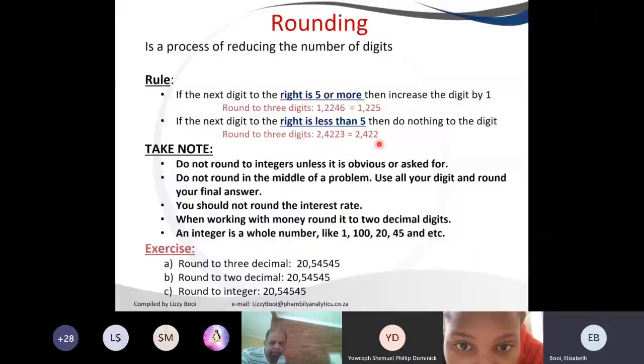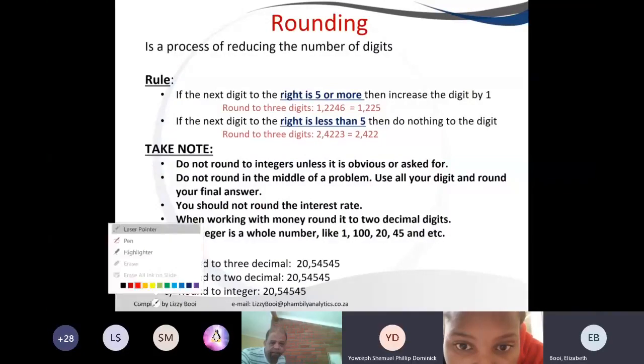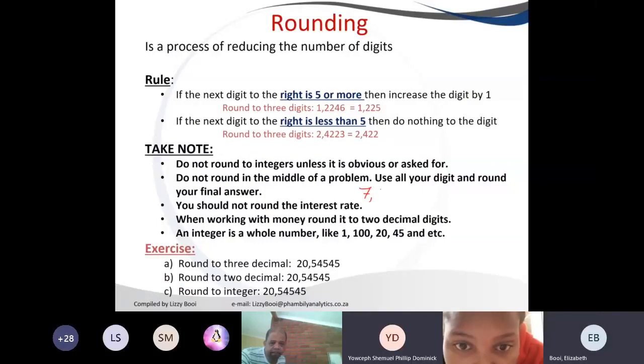For example, what do I mean? Let's say your interest rate is 7.25. When you divide 7.25 by 100, the answer becomes 0.0725.